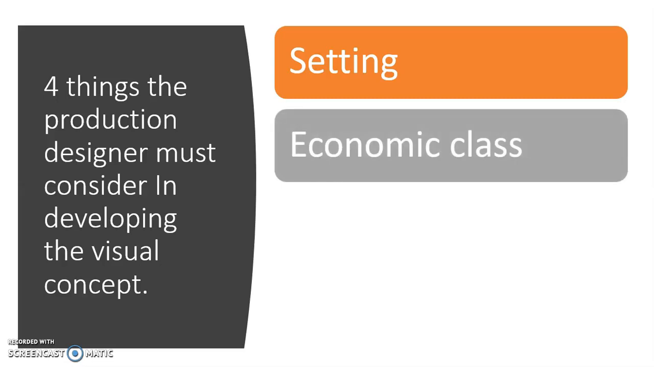Economic class. I touched upon this in setting. Are these people rich? Are they poor? Are they middle class? Because if you're thinking about designing, say, a kitchen, say you have a scene that's going to be set in the kitchen, how you're going to design it's going to look very different if the people are wealthy, or if they're middle class, or if they're poor. Are you going to have formica? Are you going to have marble? Economic class is going to influence all of this.